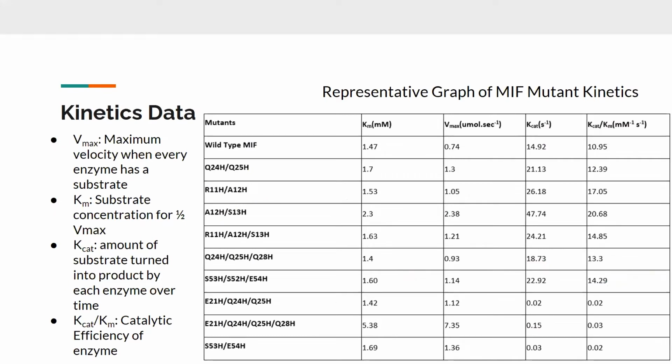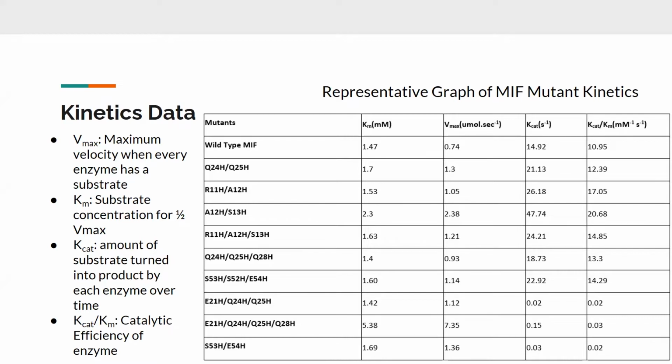And so here is the kinetics data from this past summer. There are a couple definitions on the left side. Vmax is the maximum velocity when every enzyme is interacting with the substrate. Km is just the substrate concentration for half of Vmax. Kcat is how much substrate is turned into product by the enzyme. And so in this case, it's per second. And then if you do Kcat over Km, it just tells you how efficient your enzyme is.